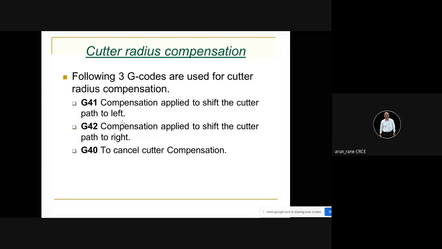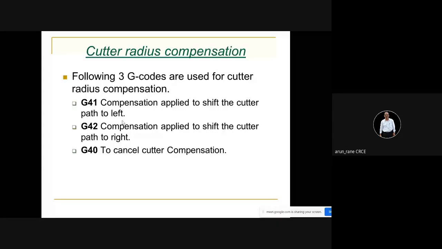Right? So sometimes in the question they will simply write "explain TNRC", so you should not be confused. TNRC is a standard abbreviation, that is, tool nose radius compensation.